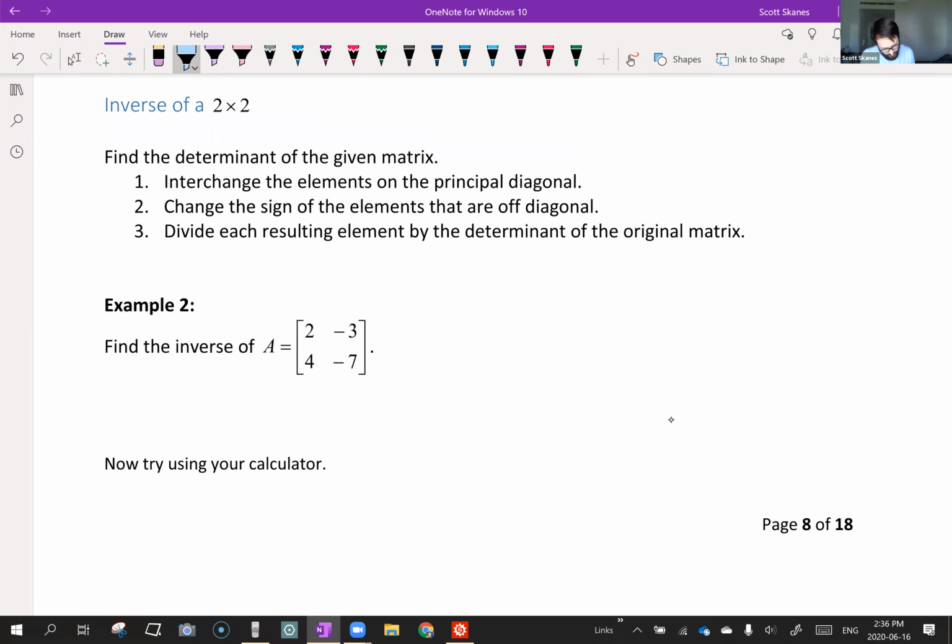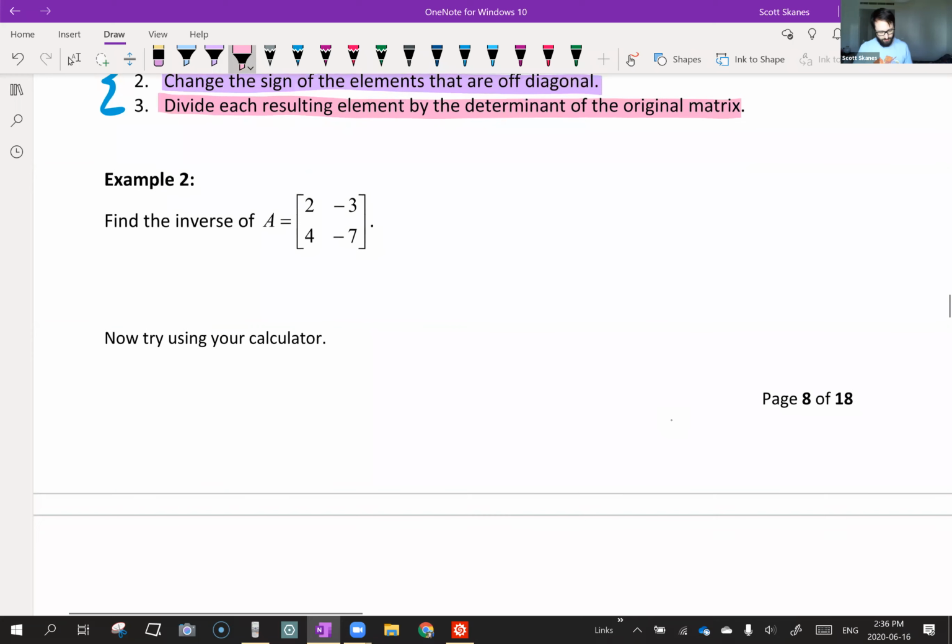The inverse of a 2 by 2. It's a 3-step process, and it's always the same 3 steps. Interchange the elements on the principal diagonal. That means switch them back and forth. Swap them. Change the sign of the elements that are off diagonal, and then divide each resulting element by the determinant of the original matrix. Let me show you how this works.